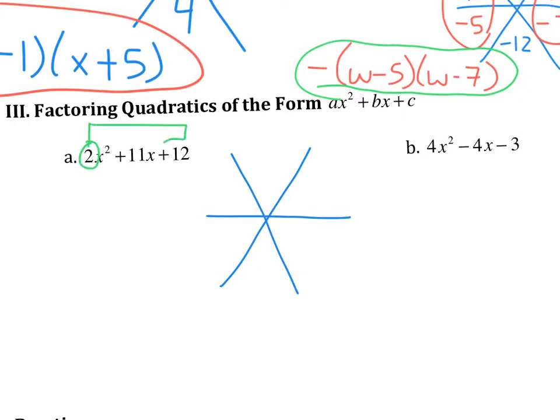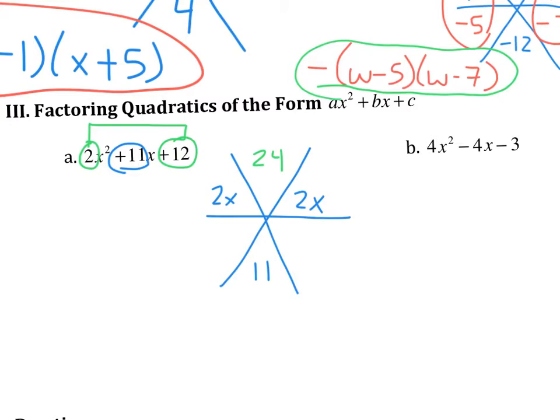2 times 12. So I'm going to put 24 on the top of this. I'm going to put the b on the bottom, so that's positive 11. And on the flank here, I'm going to put the 2x and 2x. Now I ask myself the question, what two numbers multiply to 24 and add to 11?